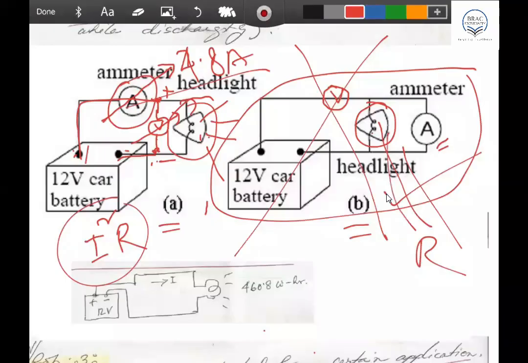In the first case, there is no loss of voltage. So how is it possible? If there is resistance, there is some loss of voltage. What do you mean by loss of voltage? The voltage is across the resistance. Look at it, the whole voltage is coming. The battery is here.